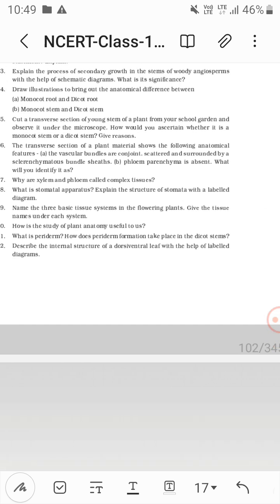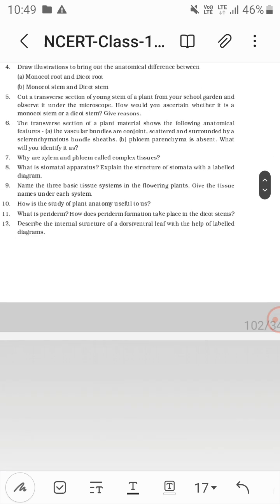Name the three basic tissue systems in the flowering plants. Give the tissue names under each system. What is the study of plant anatomy useful to us?